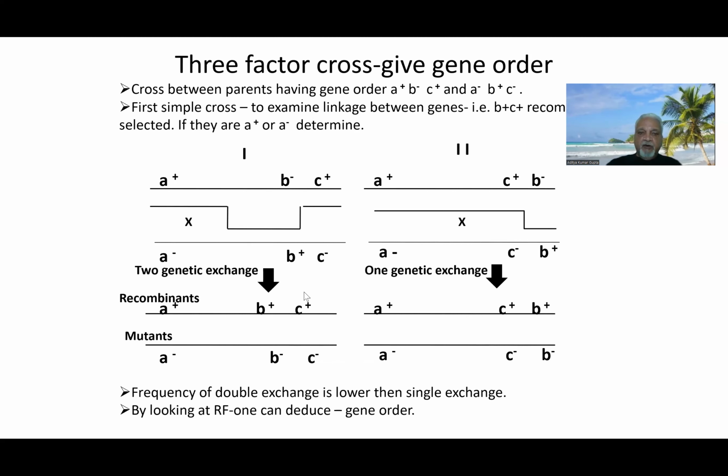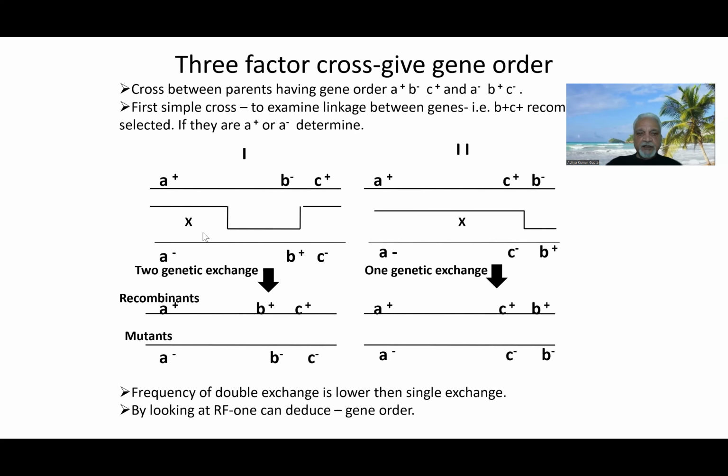Now the question is, what is the gene order, whether it is ABC or ACB? This question is answered by looking at recombination frequency, that is, out of the two, which one is more frequent? See, if you have this scenario, A plus and B minus C plus, to get this B plus, this has to be recombined.